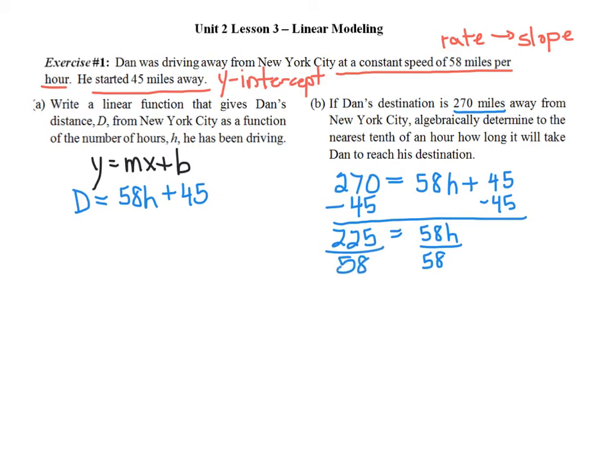Now use your calculator to do that division. And I got on my calculator that h is equal to 3.9 hours. Remember that we wanted to round it to the nearest tenth of an hour.